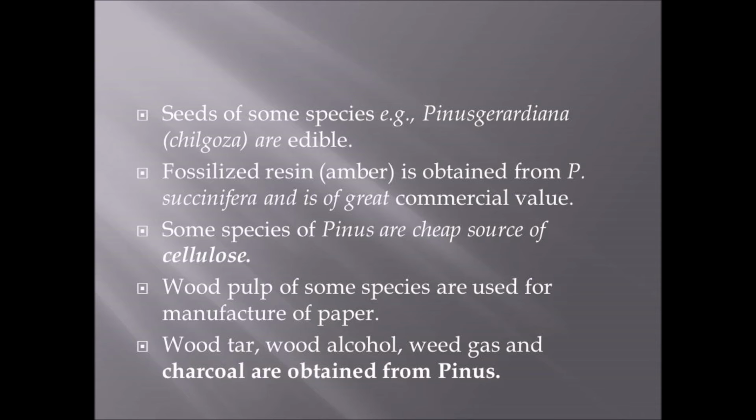Fossilized resin is obtained from Pinus succinifera and is of great commercial value. You can see it gives resin that has great commercial value, and some species of Pinus are a cheap source of cellulose, and the wood pulp of some species is used for the manufacture of paper. Wood tar, wood alcohol, wood gas and charcoal are obtained from the Pinus.